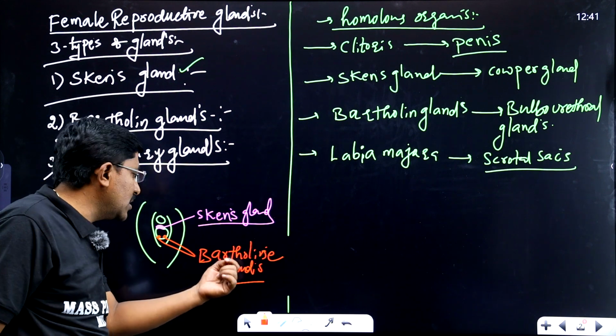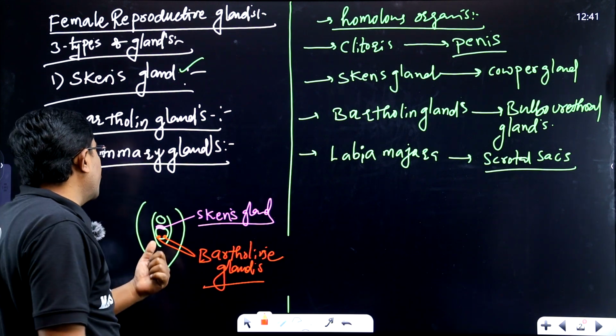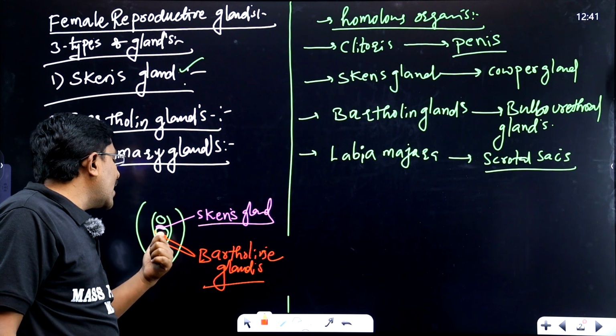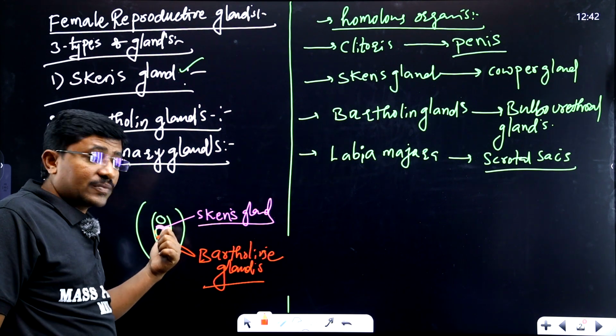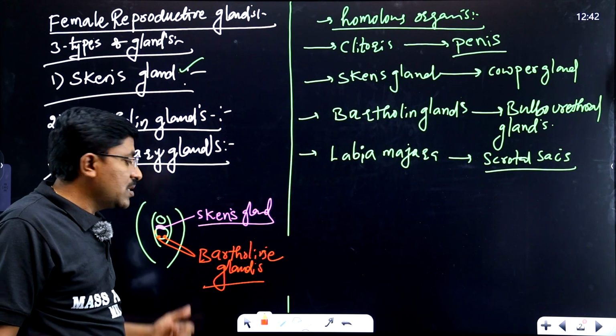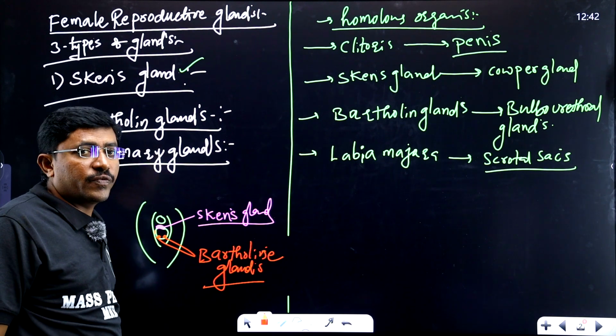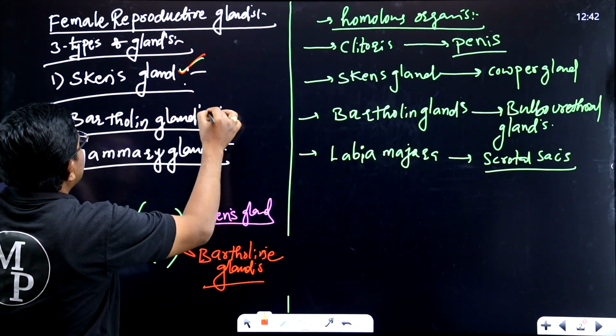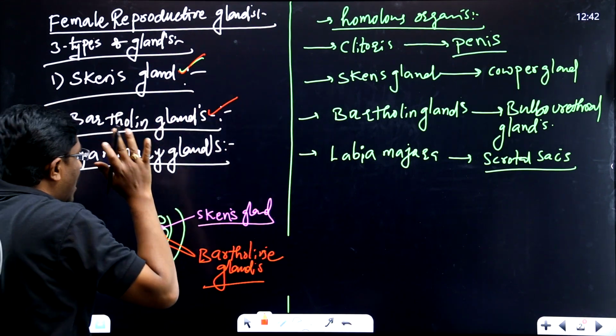These are the functions of the Bartholin glands. They are present inside the vaginal orifice. Okay, so these are the functions of the Skene's glands and the Bartholin glands.